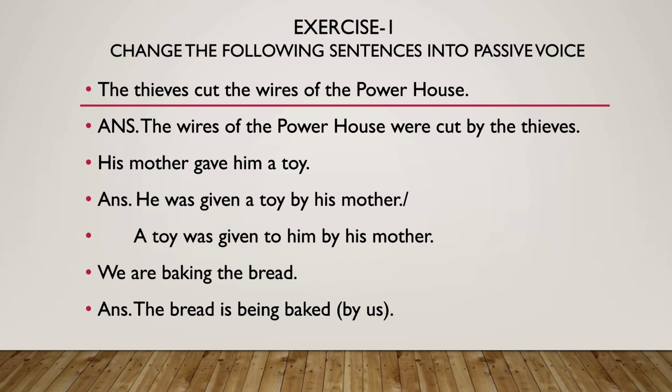So here, the wires of the powerhouse, this phrase works as the object. And this becomes the subject in the passive voice, as you can see in the answer. And the subject of the active voice will take place at the end of the sentence as the object, and that is the thieves. And the preposition by would be used before this. So, by the thieves.